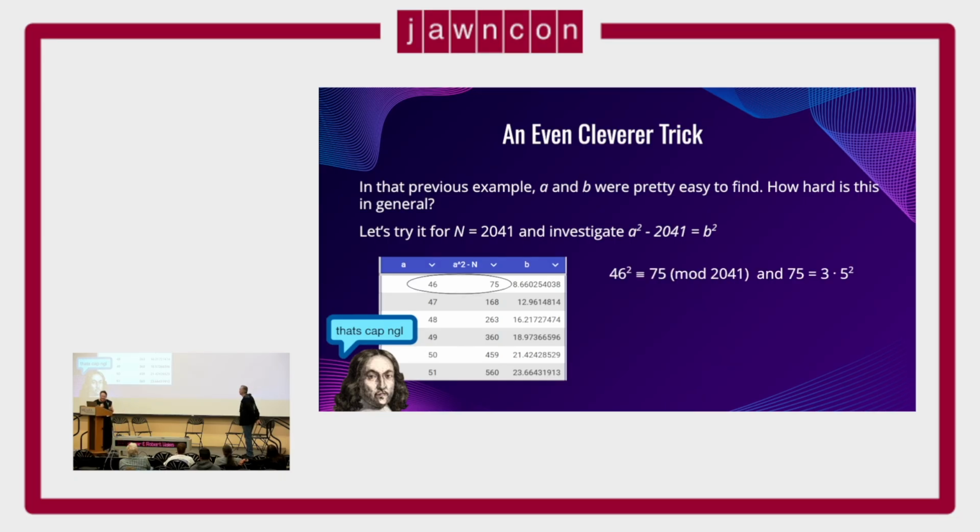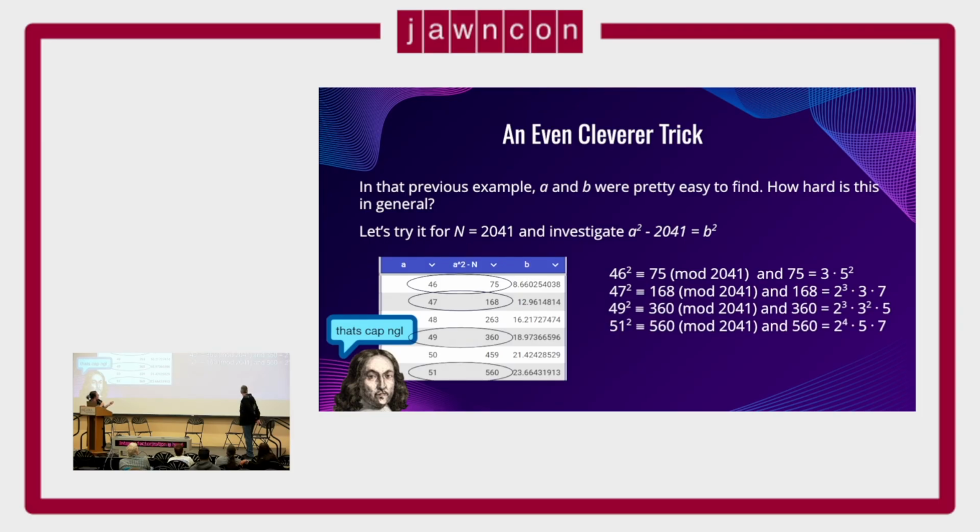But then, another really cool mathematician noticed a trick. All right, we're all about tricks. If you square 46, modulo that n, it's 75. 75 can be written in this way, all right? Just bear with me on this. 47 squared is 168 mod 2041, you can write it like this, okay? And we can keep going. So here's four numbers. When you square them, you get these remainders that have these nice factorizations.